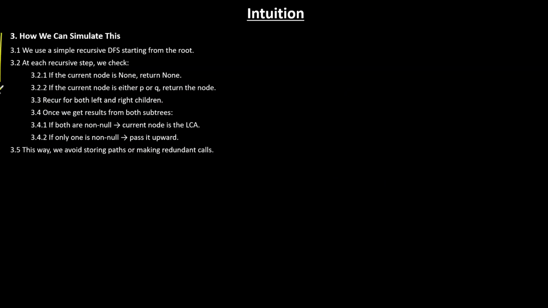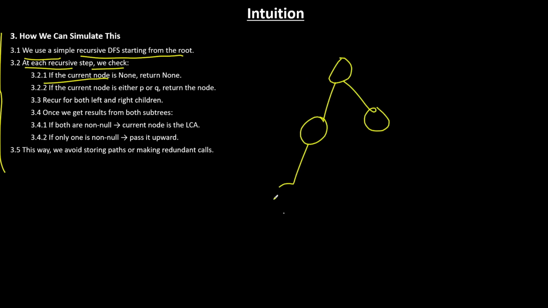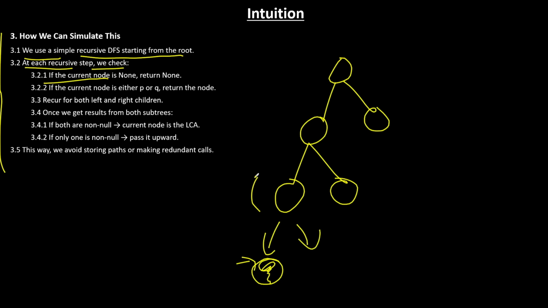But how can we simulate this? We can use a simple recursive DFS starting at our root. At each step of the recursion, we check if the current node is null. This is very simple. Suppose this is a tree, and this particular node is null because it doesn't have any child. We just return null. That's all.